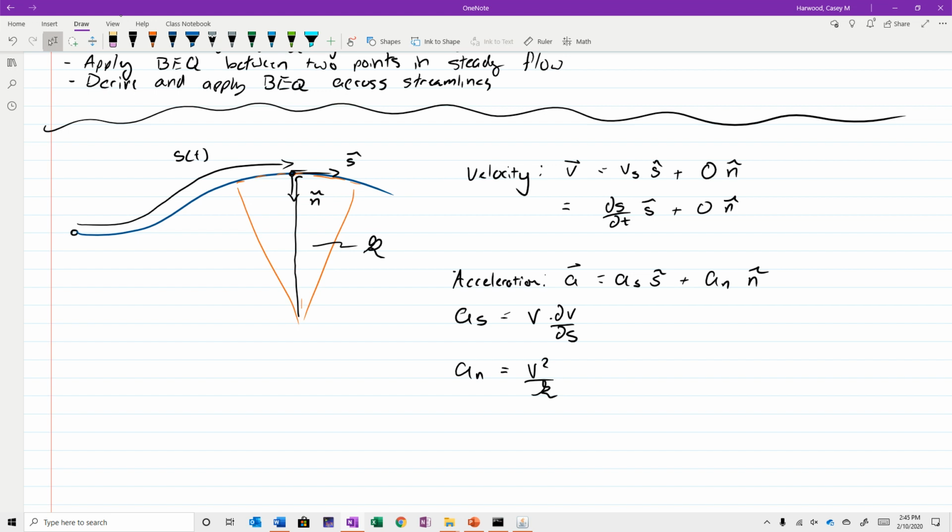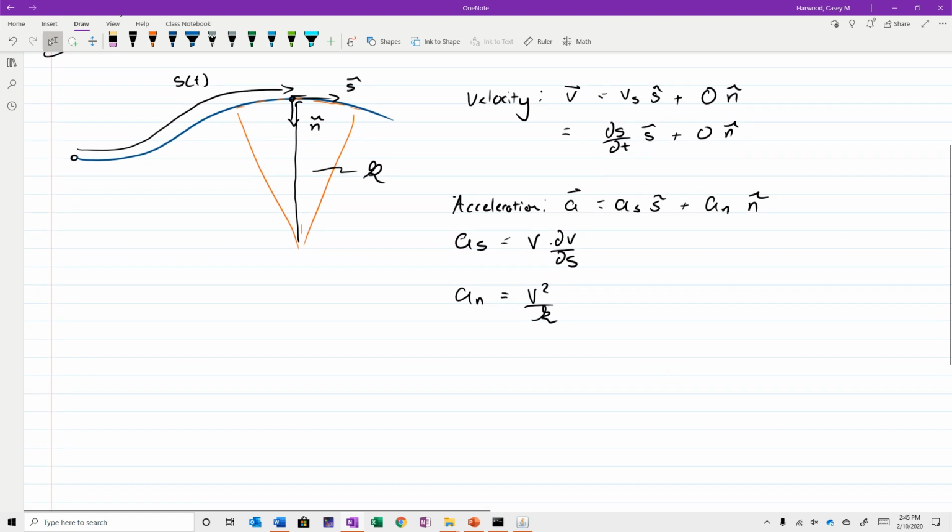And then our normal acceleration is simply the radial acceleration necessary to bend our particle around some locally circular section of curvature. So these are the two pieces that are going to go into our expression of F equals ma. Namely, these are the two accelerations that we're going to be plugging into our Newton's second law.